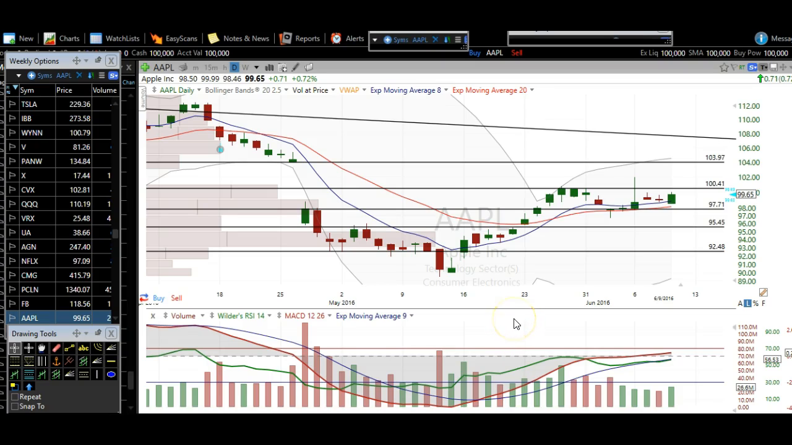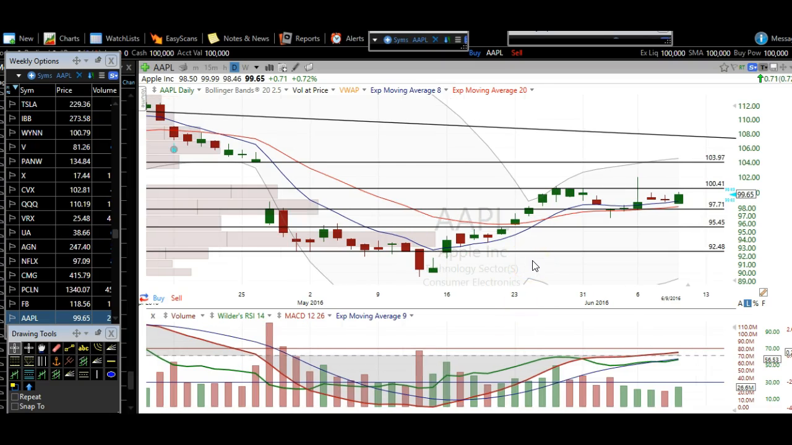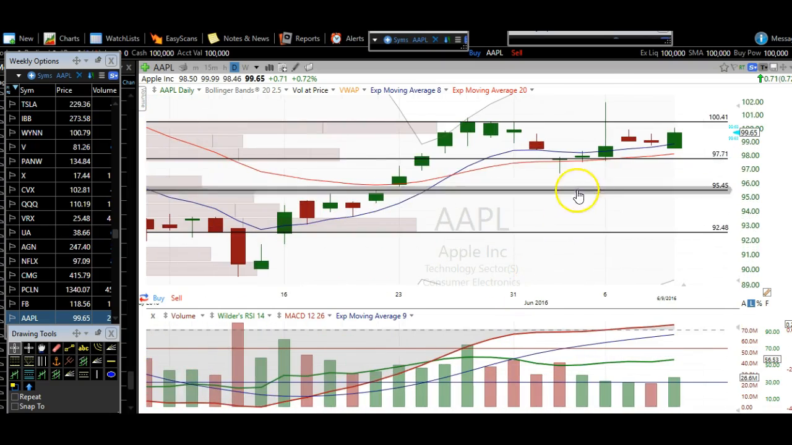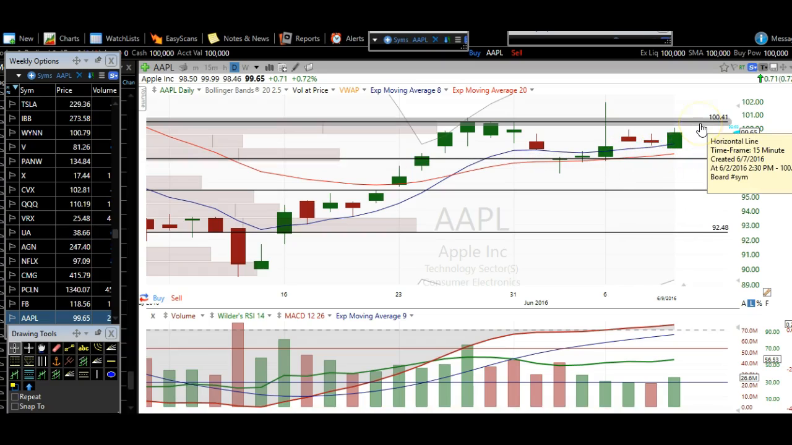All right, so let's get into these charts here. First, I want to look at Apple. Apple here, we've got kind of a box. We've got support at about 97.70, and we've got resistance right below 100.50. So about 100.40 is that resistance, and that's from these three highs right there.